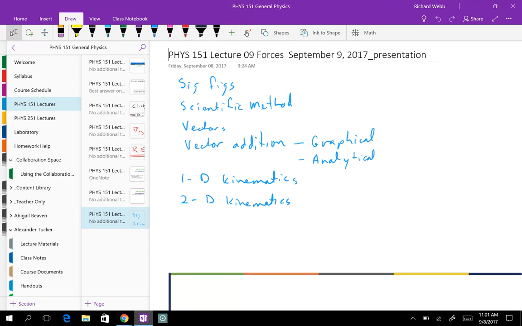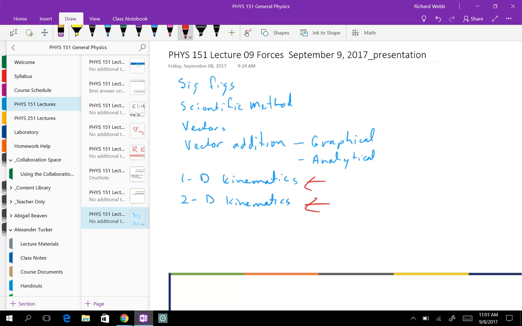And then probably the bulk of the problems are in 1-dimensional and 2-dimensional kinematics. So the problems are 1- and 2-dimensional kinematics. The knowledge questions are more focused on the other things. And then there are questions about acceleration of gravity and things like that as well. But those are the things to look at.